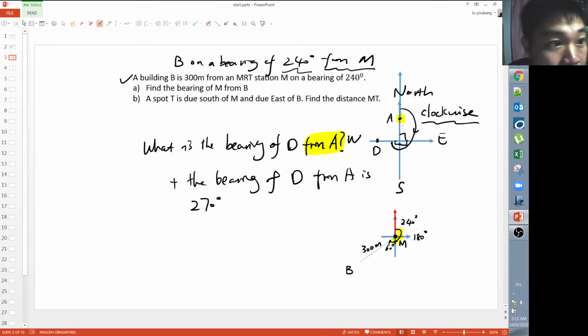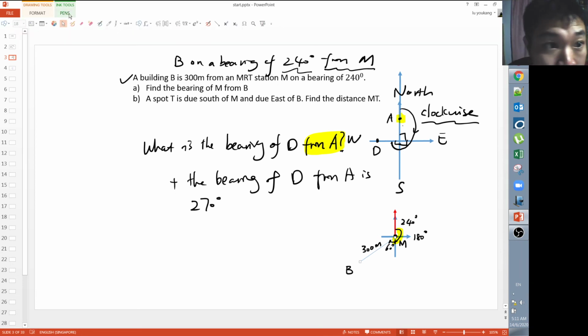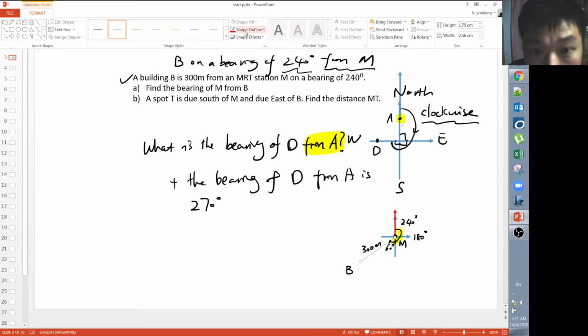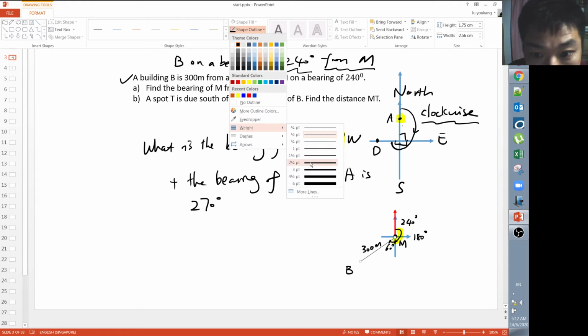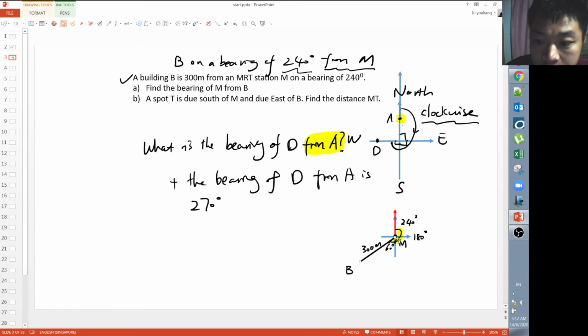Let me make the line bigger or thicker and use a different color to differentiate. So this is your 300 meters and this is your M. Now it says find the bearing of M from B. Once you have this diagram, the question asks you to find the bearing of M from B.